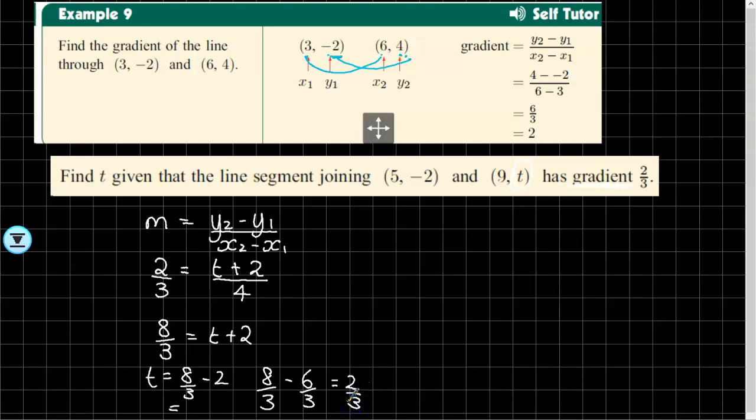If you wanted to, at this point you could cross multiply. So you could say 2 times 4 is 8, and 3 times that, you get 3t plus 6. And then solve from there. 8 take 6 is 2. Get rid of the times 3, divide, and you get 2/3. I don't care which way you rock and roll, as long as you end up with the same answer and you're doing correct algebra. Is that okay, guys?